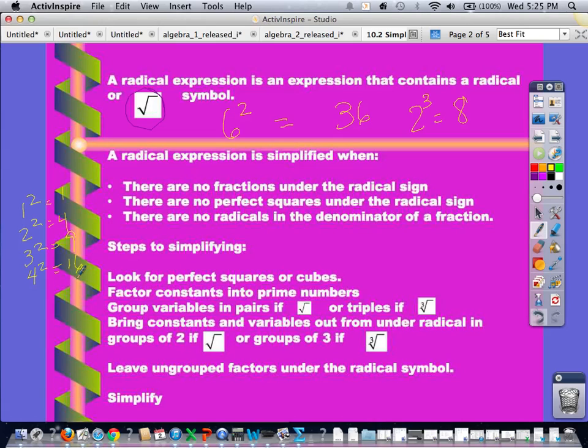We're going to do prime factorization trees. It'll help you out a lot. And then you can factor the constants into prime numbers, which I'm going to show you. Group variables in pairs, and if it's under a square root sign, you group in pairs. If it's under the cube root sign, you're going to group in triples. You're going to bring the constants and the variables out from underneath that radical sign in groups of 2 if it's a square root, groups of 3 if it's a cube root. And then you're going to leave all the ungrouped factors under the radical symbol and then simplify. I know it sounds like a lot of stuff, but let's just look at some problems, okay?